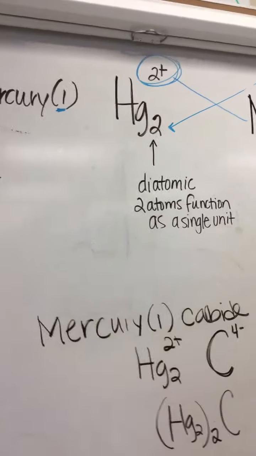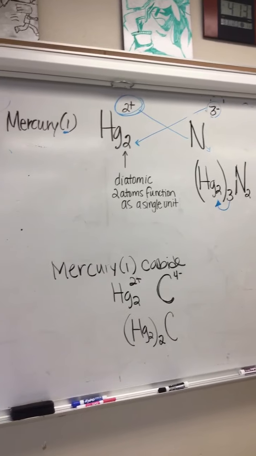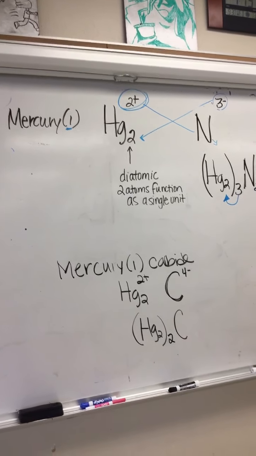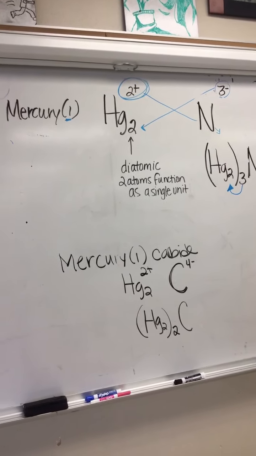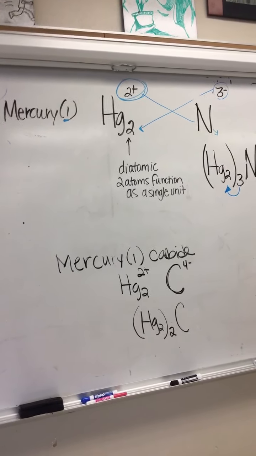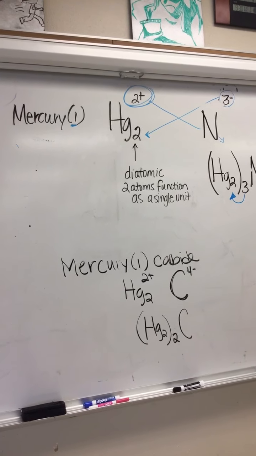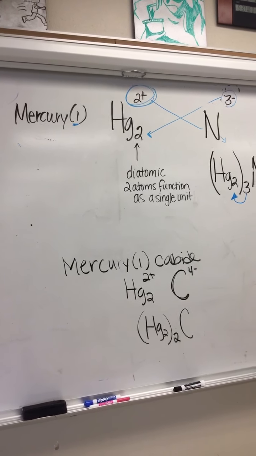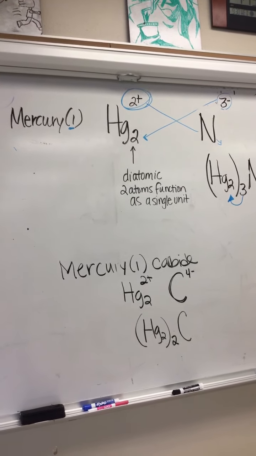Okay? So I'm going to take you to my board here, and we're going to look at mercury 1. The really interesting thing about mercury 1 is, first of all, it has a charge of 2+, which doesn't really go along with the naming system that we've had in place. So mercury 1 still gets a 2+ charge. We have to keep that in mind.